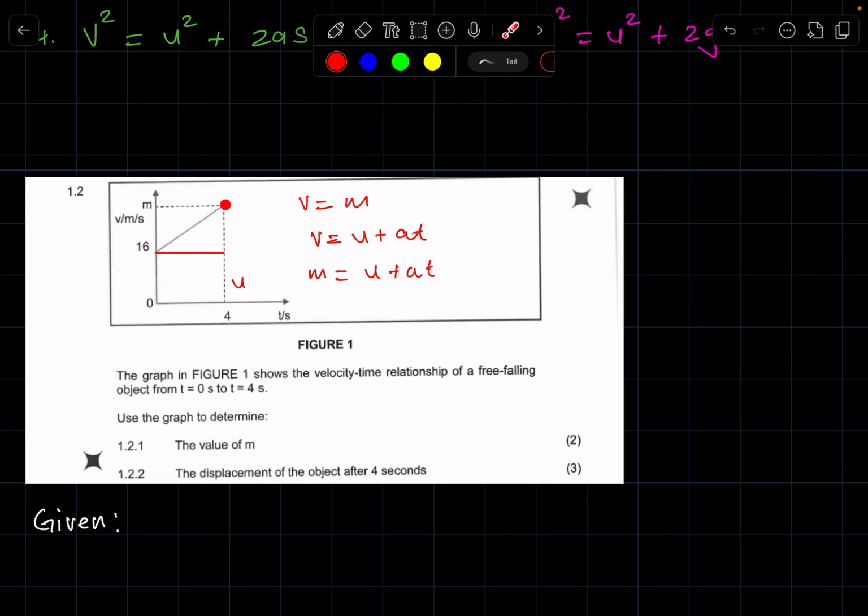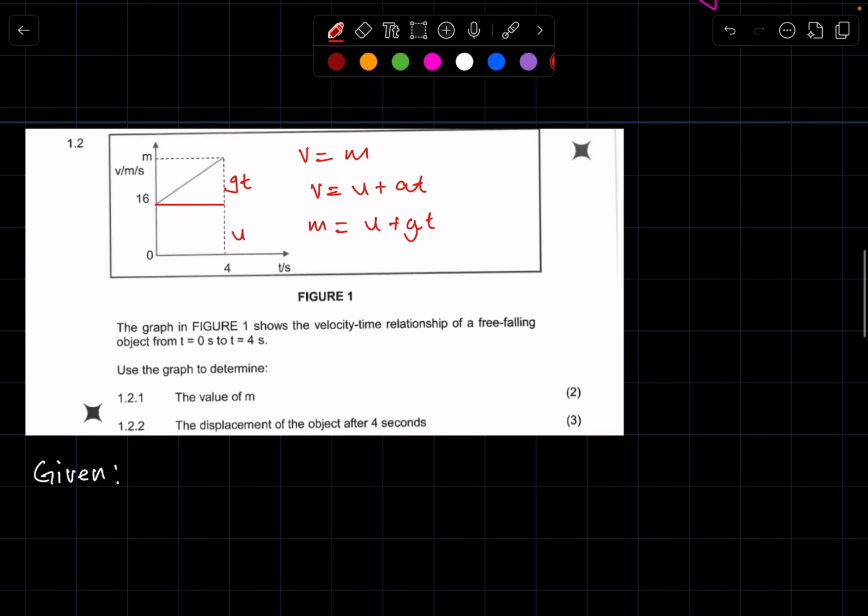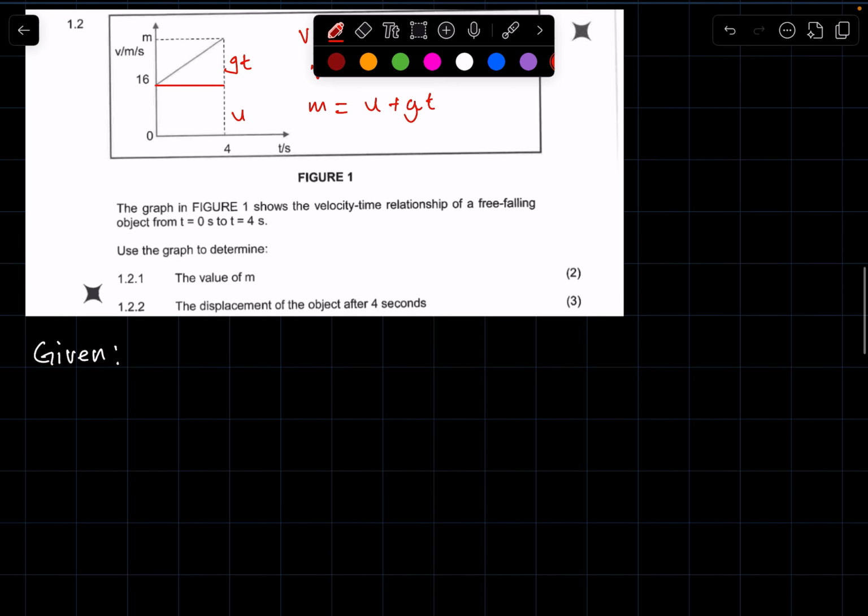Then from here to there, right, this is where the graph accelerates, or this is where the object accelerates. But remember, the object is free falling. So it means instead of at, we actually have gt. Right, so in actual fact, m is equal to u plus gt. Right, now let's look at the questions. Right, they said use the graph to determine.